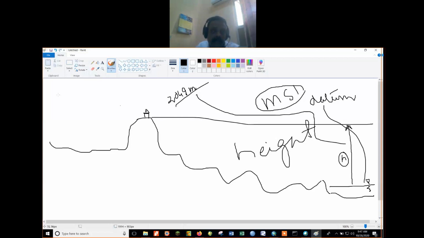So one of the properties is the height, H-E-I-G-H-T. Another property, as I said, it may be the slope. So what is the slope? What do you understand by the word slope?